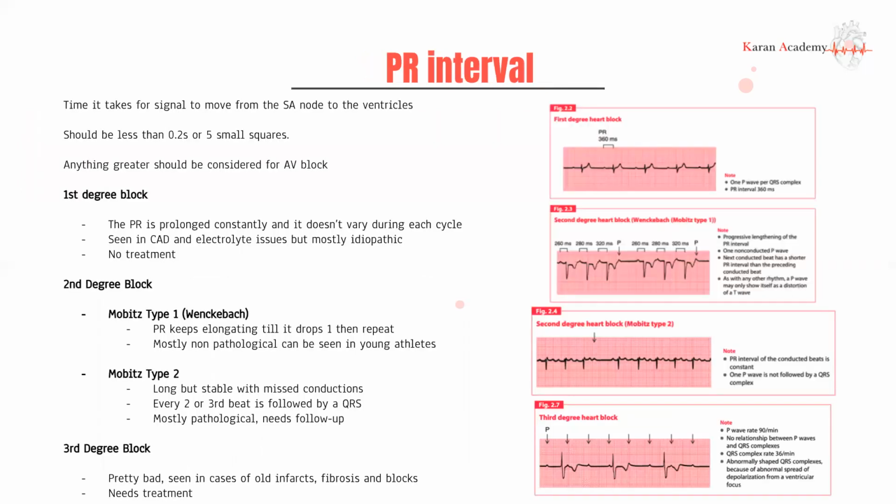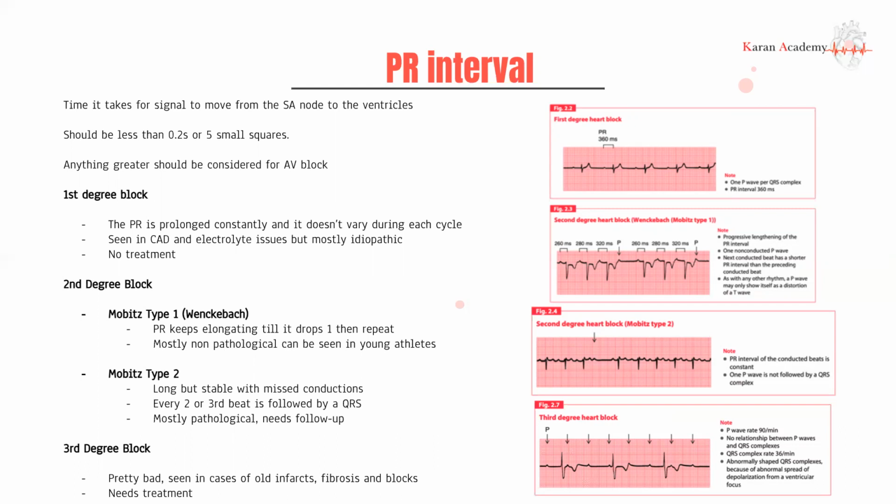Okay, moving on. We have now the PR interval. And the PR interval is the time it takes for the signal to move from the SA node to the ventricles. I hope that made sense, because we have the QRS complex. The P wave is depolarization of the atria. QRS is of the ventricles. So anything in between, that is the time it takes. It should usually be less than 0.2 seconds or 5 small squares. I would recommend you know this. Anything greater is considered an AV block or atrioventricular block.